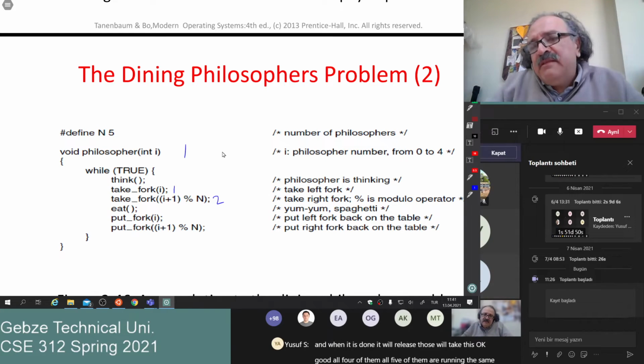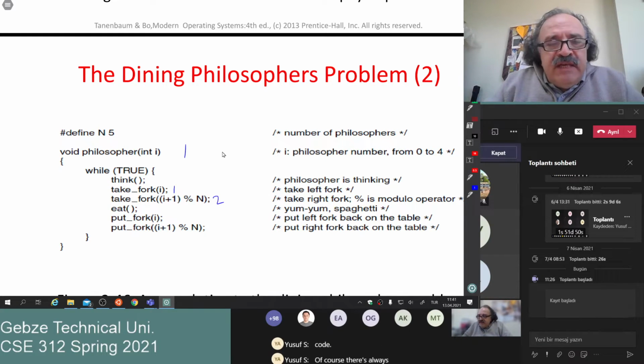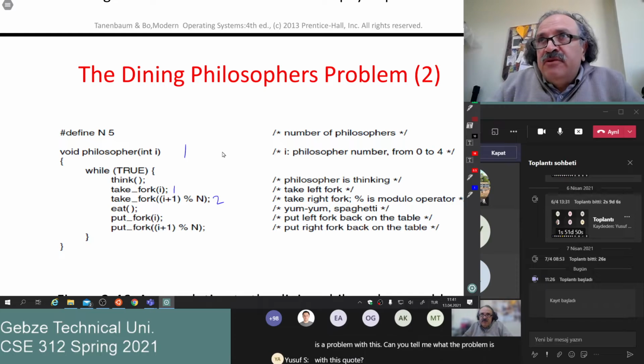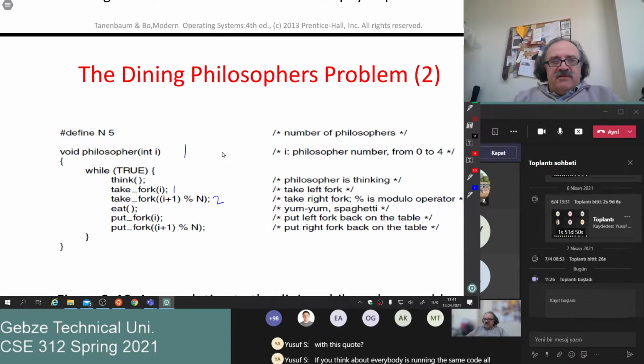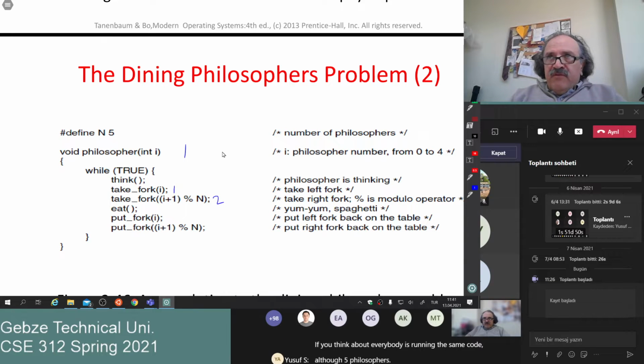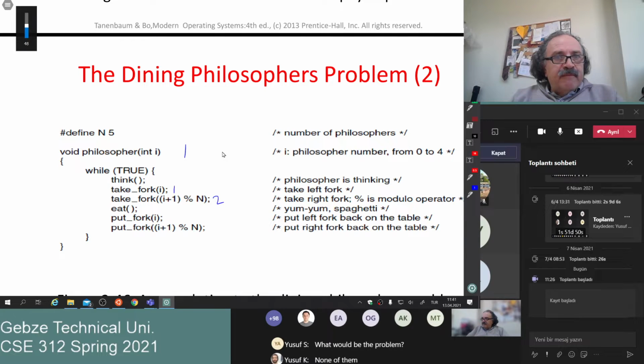Of course, as always, our first try is never correct. There is a problem with this. Can you tell me what the problem is with this code? If you think about it, all the 5 philosophers are running the same code. What would be the problem? None of them work, maybe, if we don't give resources right.